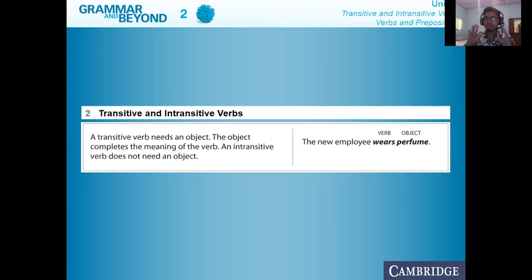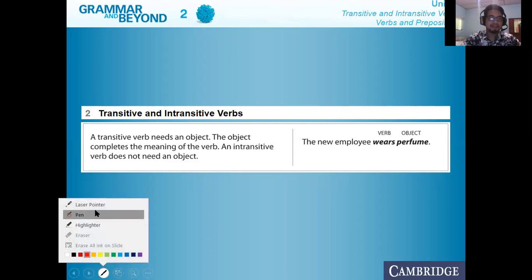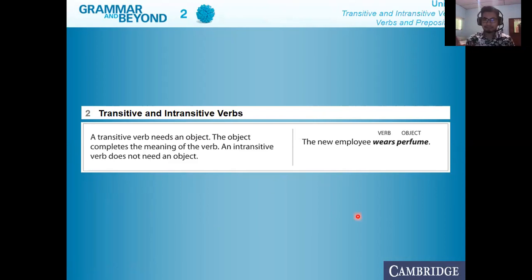For you to know how to identify a transitive or an intransitive verb is really simple. The key of everything is in the verb, okay? In the verb of the sentence. Let's look at the verb that we have over here, that is the verb wears. The new employee wears perfume. When we talk about transitive verbs, they take objects, but how do I know that they are taking an object? Really simple. You can ask two questions, or if you can answer one of these two questions, that means that that is a transitive verb, and therefore what follows is an object of that verb.